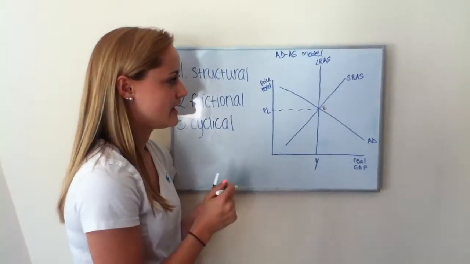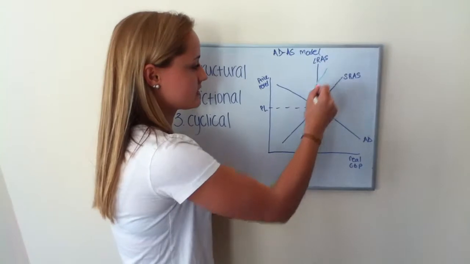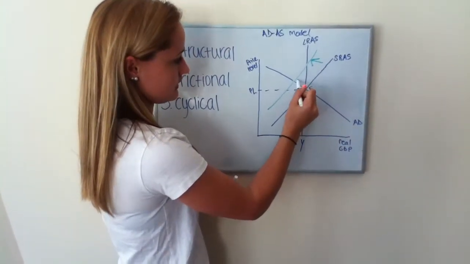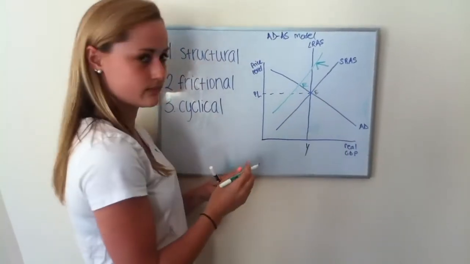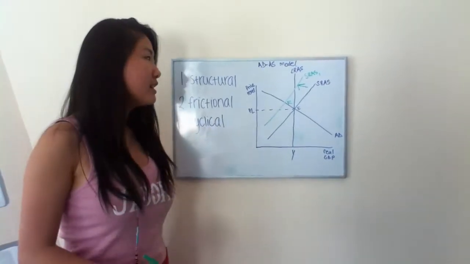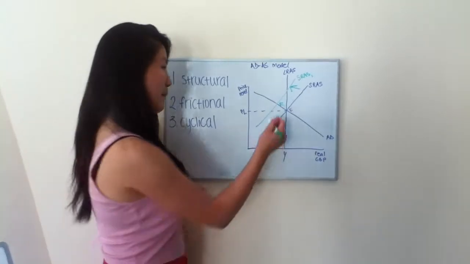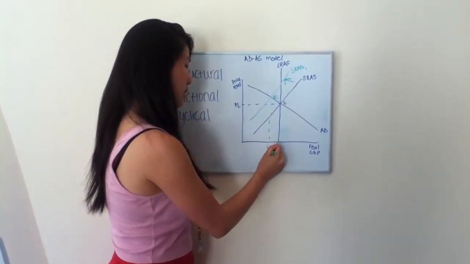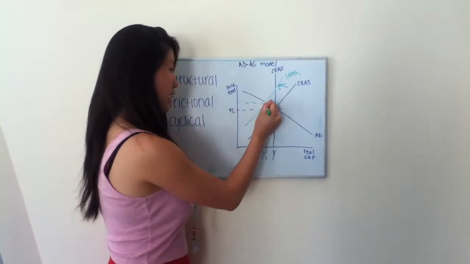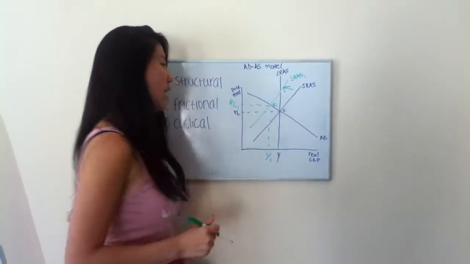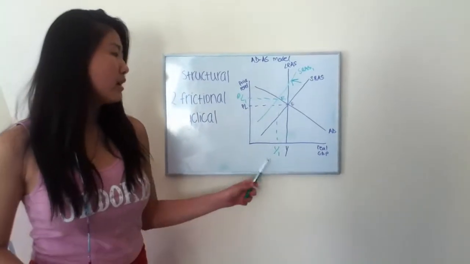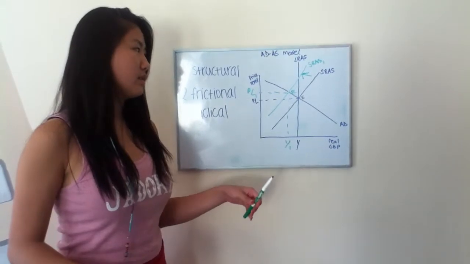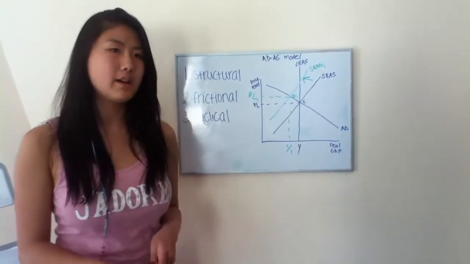So if inputs increase in cost, then SRAS will shift this way, and that moves equilibrium from here to here. So after SRAS shifts, the economy is now producing at a point to the left of the equilibrium and at a price level that's higher than the equilibrium. So at this point, cyclical unemployment exists because the economy is in a recession, so unemployment is higher.